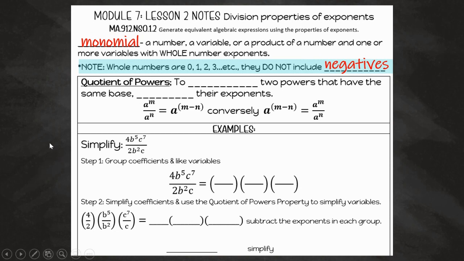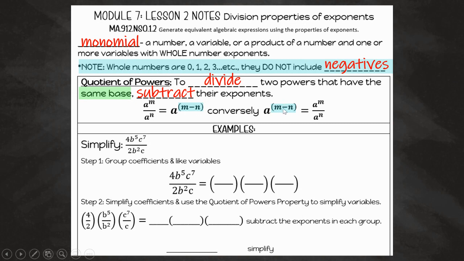So the first rule we're going to learn about today is our quotient of powers. To divide two powers that have the same base, and yes, they must have the same base, we're going to subtract their exponents. So for example, we have a to the power of m being divided by a to the power of n. We can write that another way by doing a to the m minus n. So our numerator's exponent subtracts our denominator's exponent. We do not do anything with the base. The base stays the same. It stays a, okay?